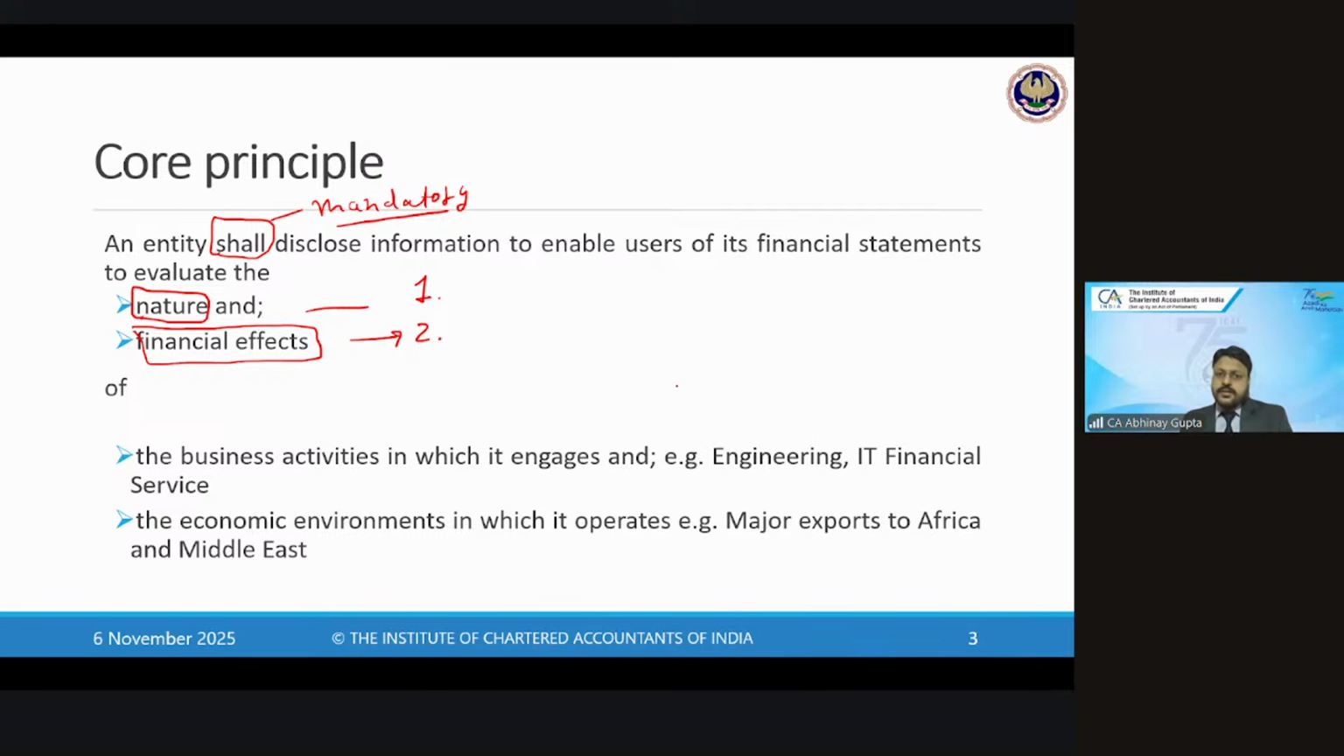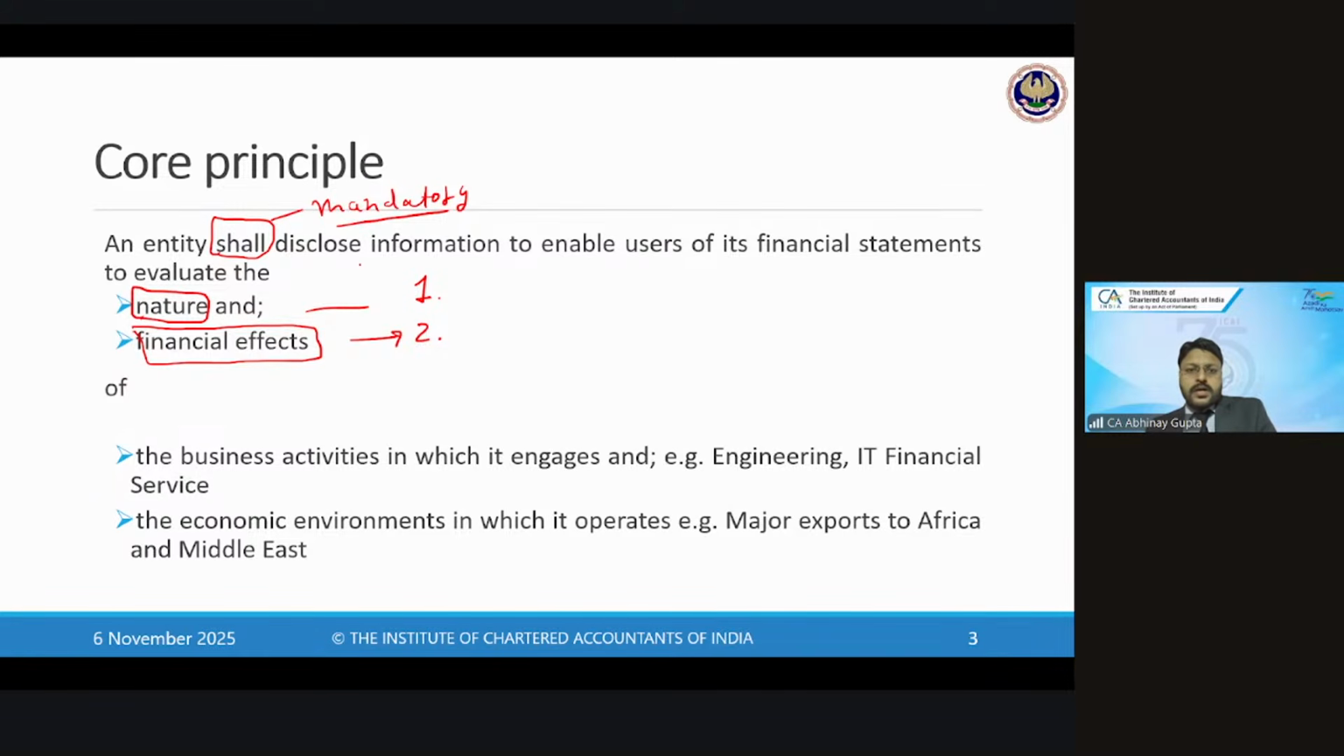Lenders, bankers, regulators, general investors, angel investors, right? Whoever is interested in knowing the company's prospects: debtors, bankers, lenders, investors, regulators, right? All these people. So what is it going to enable them?